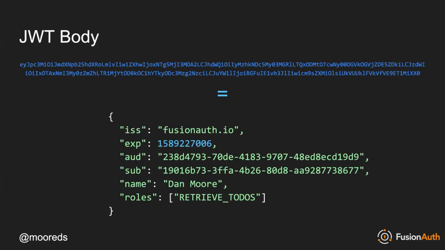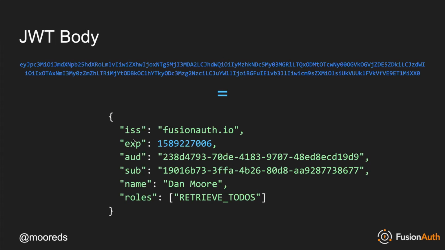The body is where things get interesting. This is where you can put your interesting business level data. And the keys of this JSON object are called claims. And there are standard claims, and then there are non-standard claims. So the standard claims are defined by the RFC and have certain meanings. Except for in rare cases, the format of the standardized claims are not specified.